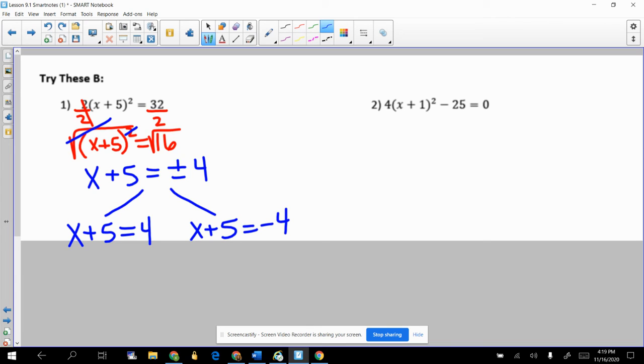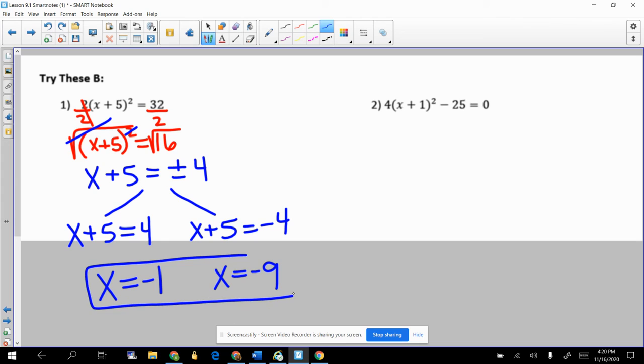Then you're just solving for x, so I would subtract 5 over and get x equals negative 1. And I would subtract 5 over and get x equals negative 9. And that's it. There's your answer. Okay. All right. And last one here.